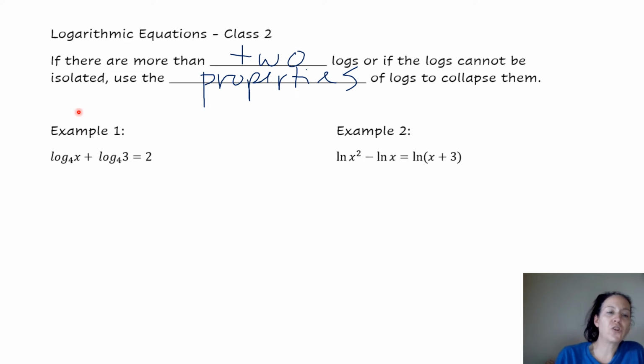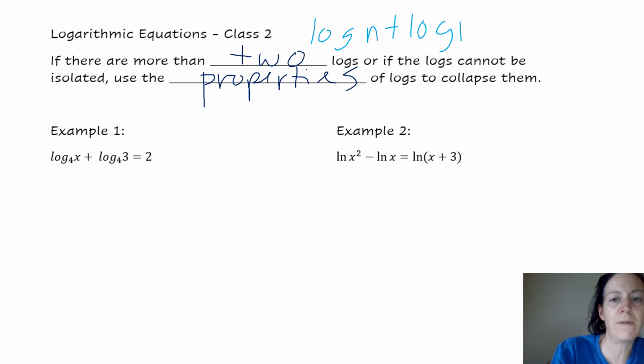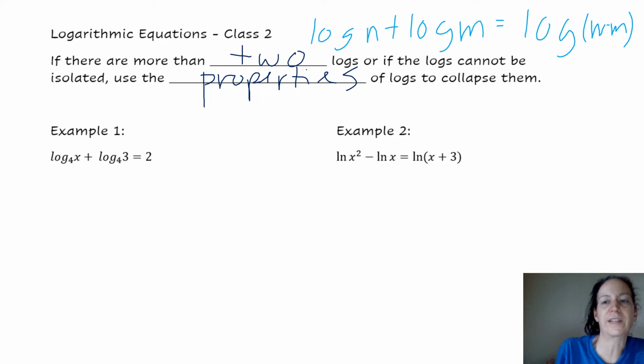So here I have 2 logs that are being added together, and the property I'm going to use is this one. I'm going to write it at the top of your screen. If you have log of m plus log of n, you can write that as a single log and multiply the n and the m. That is awful handwriting. It looks like a W, but it's an m. So that's the property. So if you have 2 logs that are being added together, you can write them as a single log and multiply them. That is n times m.